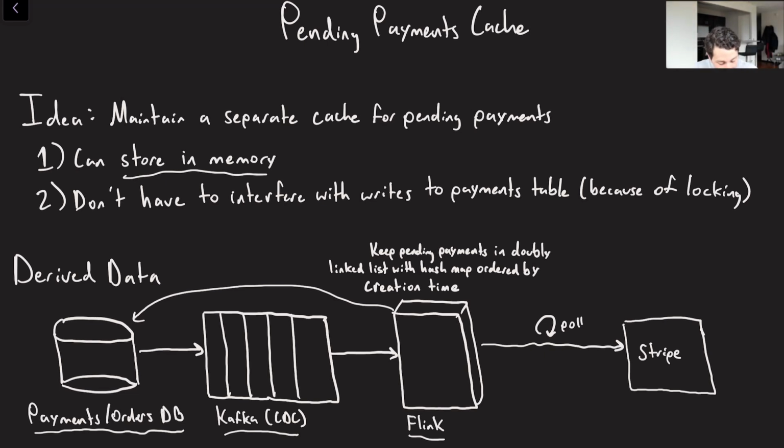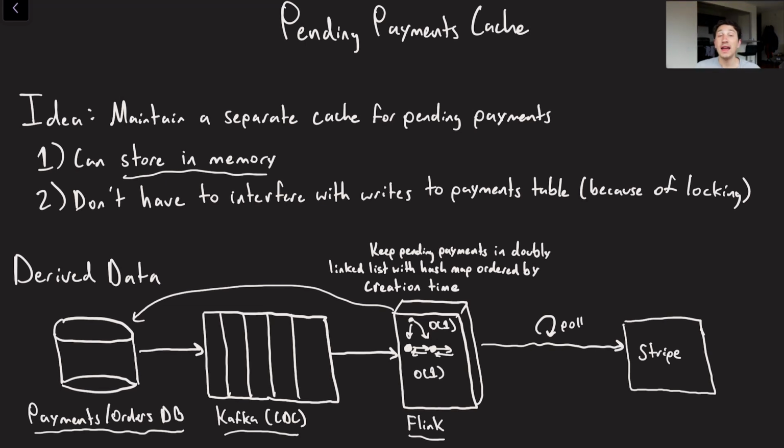And so the gist is, as payments come in, we can add them to this linked list, or rather a doubly linked list, ordered by their timestamp. And we can also have some sort of hash map pointing to those payments. The reason we want a doubly linked list with hash maps is that removes from this list are O(1) if we hear from Stripe that a payment has been confirmed. And additions to this list are going to be O(1).